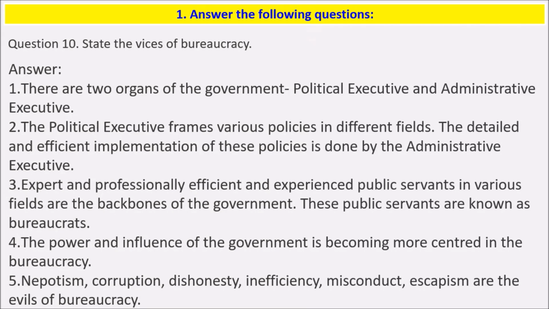The power and the influence of the government is becoming more centered in the bureaucracy. Nepotism, corruption, dishonesty, inefficiency, misconduct, escapism are the evils of bureaucracy.